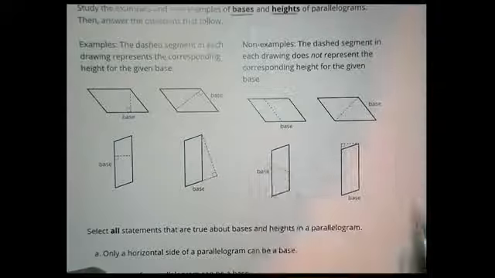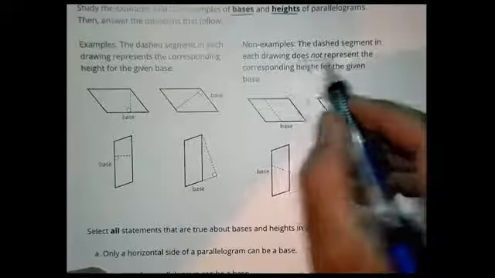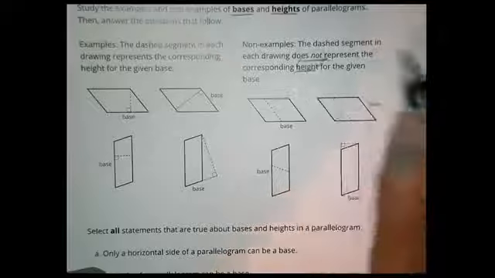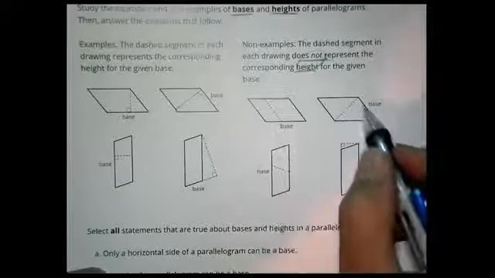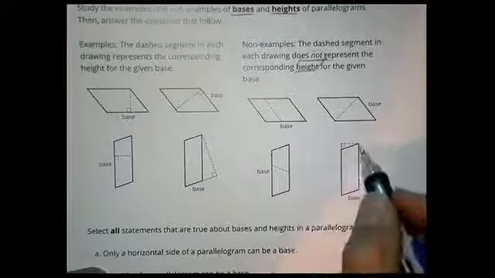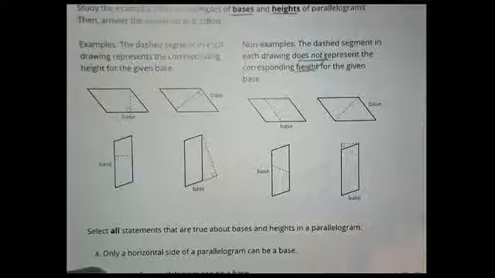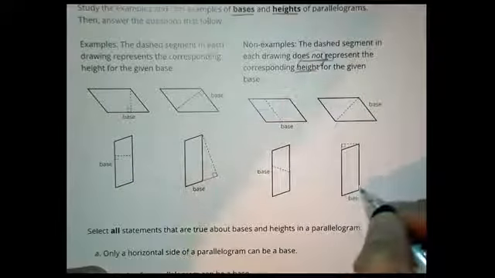Alright. On the non-examples, the dashed segment in each drawing does not represent the corresponding height. So it's not the height. We have a dash, but not a height. Still has a base, still has a base, has a base, has a base, but not a height. Okay? At least that's what it's telling us here. This one here, the base is this little diagonal one there.